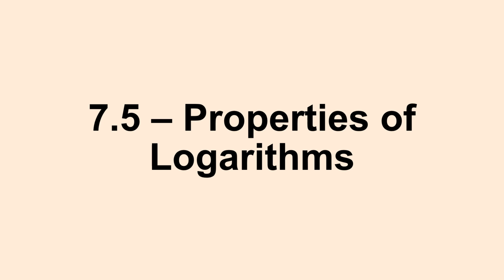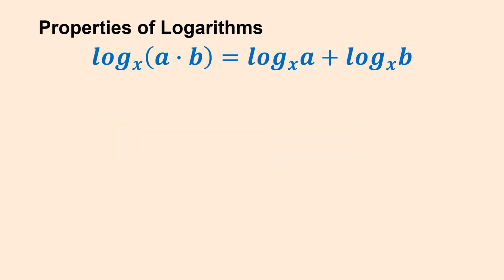Section 7.5, Properties of Logarithms. When we're doing operations with logarithms, they have their own set of rules, just like exponents have their own set of rules. For example, the first one, log base x of a times b, we can split it up into two separate logs, log base x of a plus log base x of b.